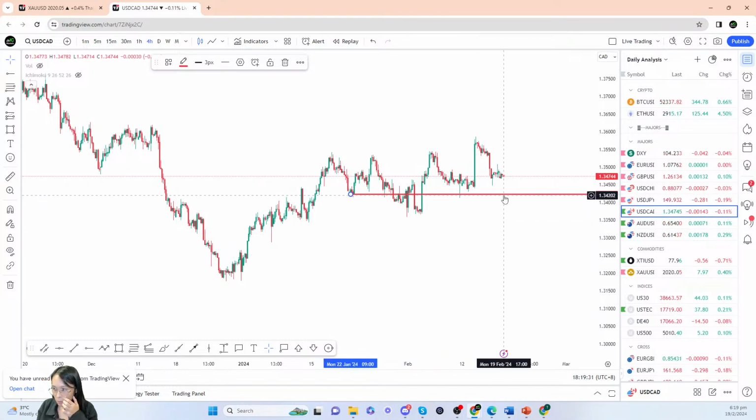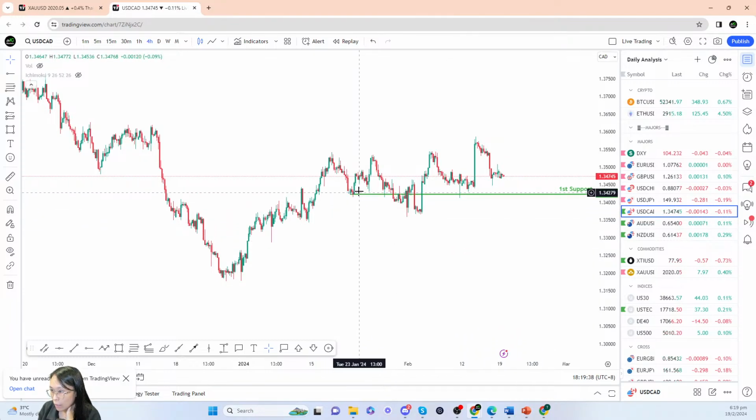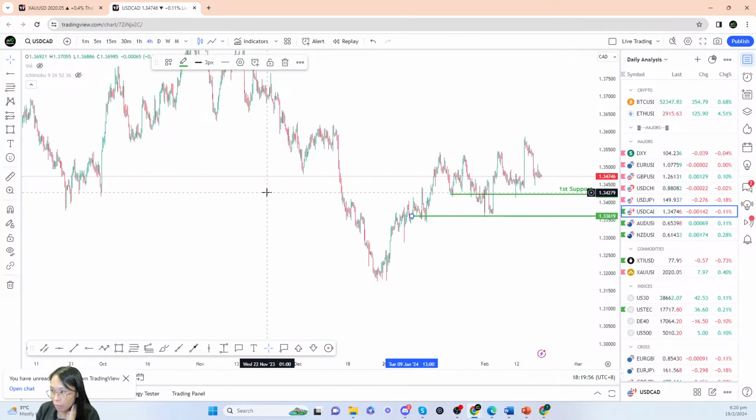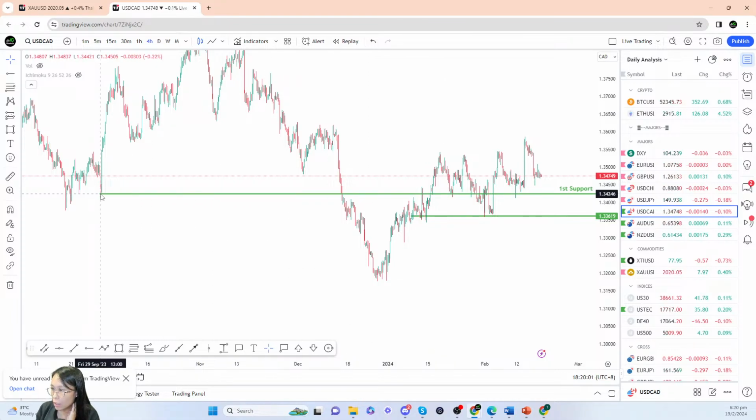My first support will be right over here, at the 0.34235 level, as I've picked the most recent V shape, which will be here. And followed by, let's see if I can use this. My first support actually could pull all the way to this swing low here.